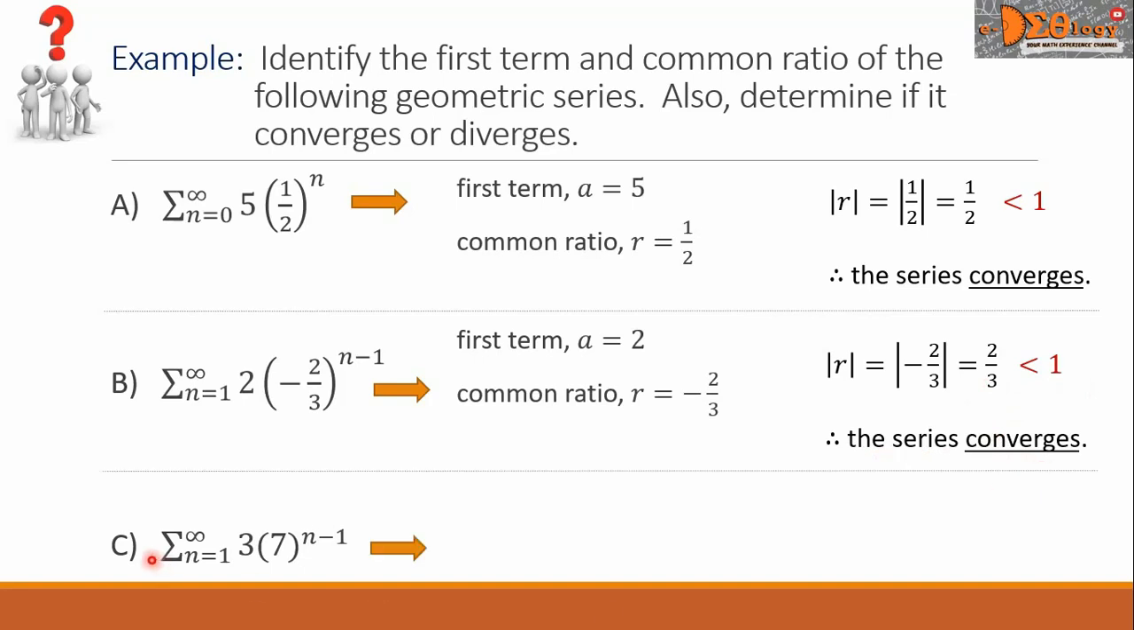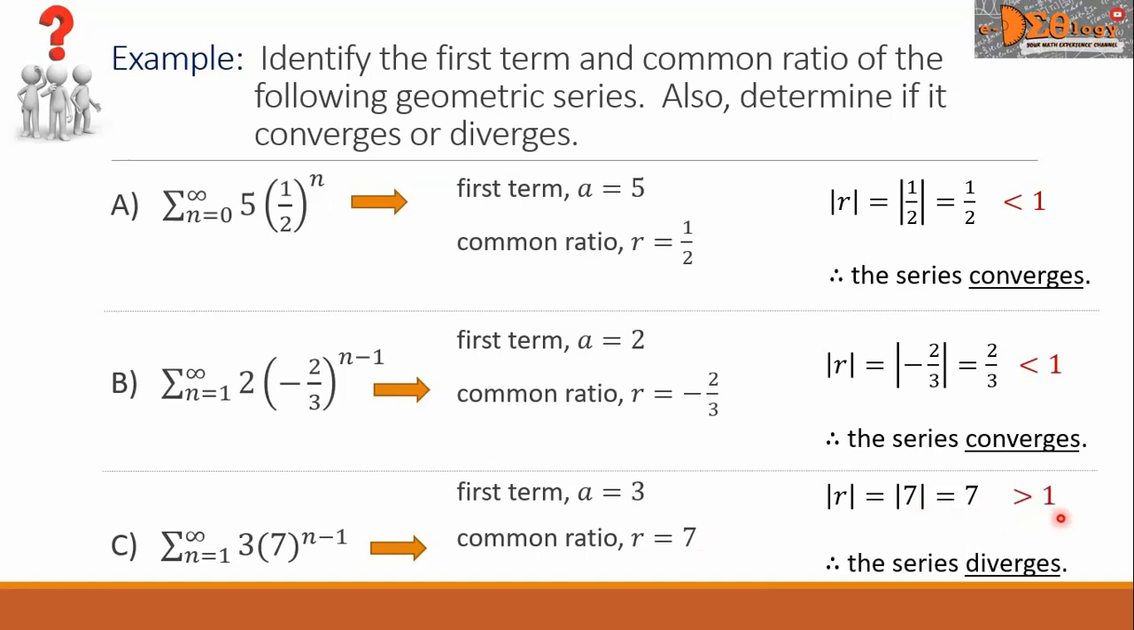Problem C. Summation from n equals 1 up to infinity of the function 3 times the quantity 7 raised to n minus 1. The first term a is equal to 3, and the common ratio r equals 7. Testing for convergence or divergence, we say that the absolute value of r equals the absolute value of 7. Therefore, this is equal to 7. And we can see that 7 is more than 1. Therefore, this series diverges.